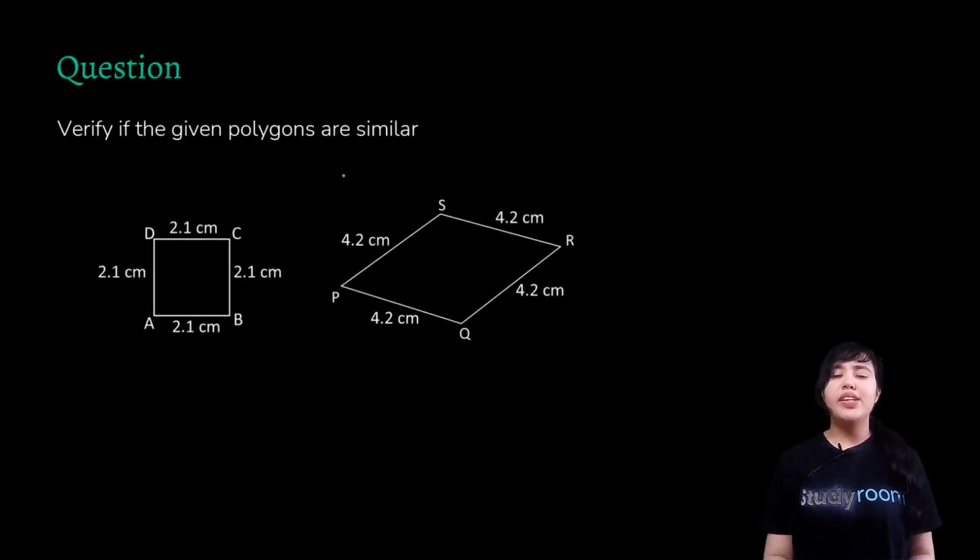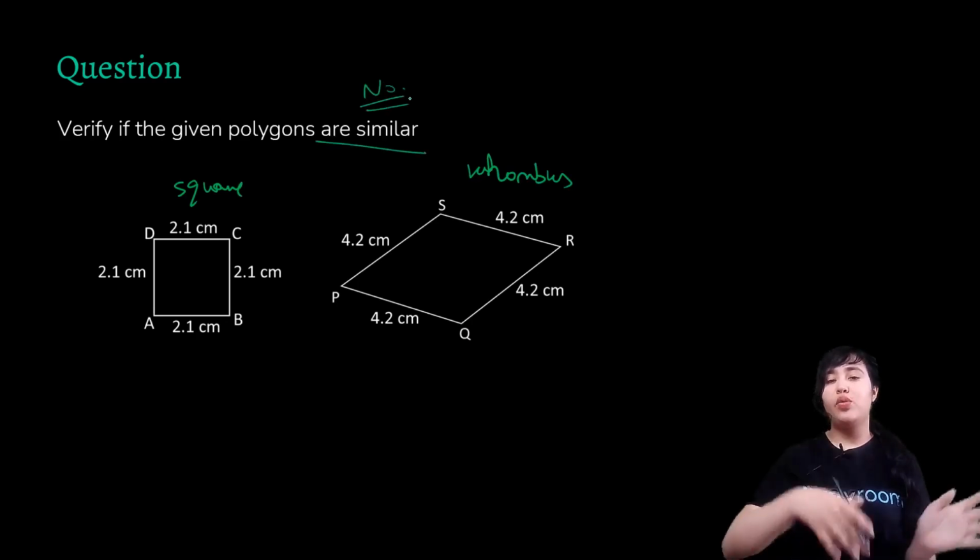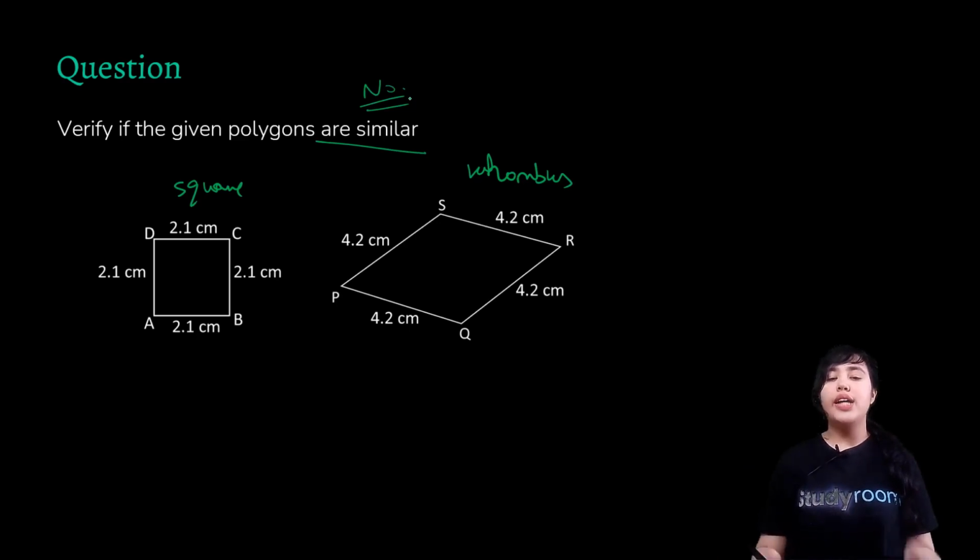Then here, you look at the shape again. This is a square, whereas this, if you remember, is a rhombus. The two are different in shape, so definitely they cannot be similar. But still, if you don't know that this is a square and this is a rhombus, you can find out the angles. Even the angles over here are all equal to 90 degrees, but none of the angles in a rhombus is equal to 90 degrees. So if the corresponding angles are not equal, again you can say they're not similar.